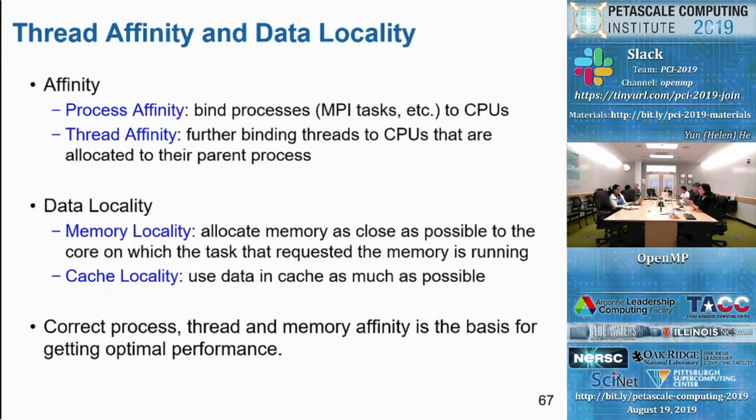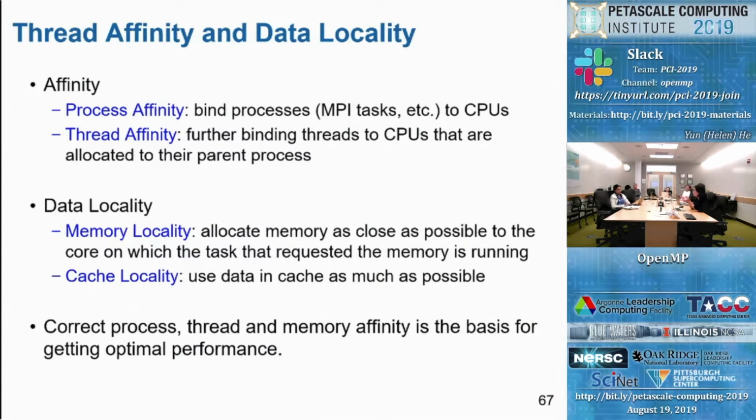Okay, the last topic I want to cover is thread affinity and data locality. Affinity is basically process affinity: you bind your processes, such as MPI tasks, to CPUs. Thread affinity is when you have threads working under that process, could be an MPI process, could be an OS process. The threads should use the CPUs that are allocated to their process. You want the memory that a thread works on to be close to where the data is.